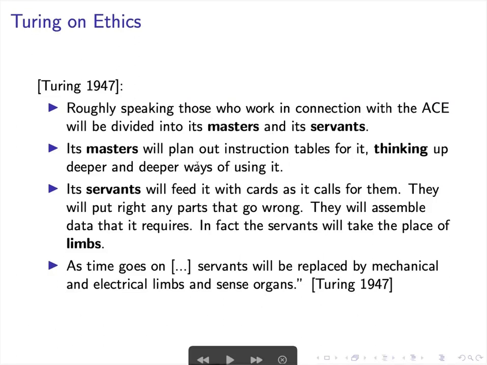So the masters were basically what today we would call computer scientists. Of course, at that time, there was no computer science, so there were no computer scientists. And he was saying, well, its masters will program these machines, basically. And they will think and find deeper and deeper ways of using it. So the master was a mathematician or a computer scientist. The servants were limbs, as he said. So they were just feeding the machine with cards. They were fixing it as parts were going wrong.